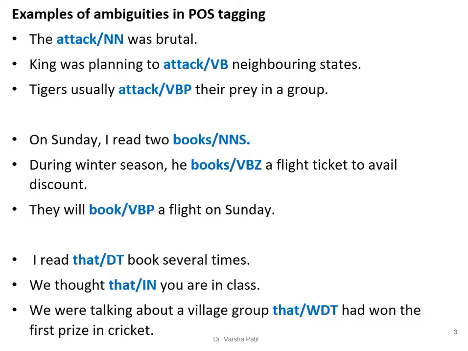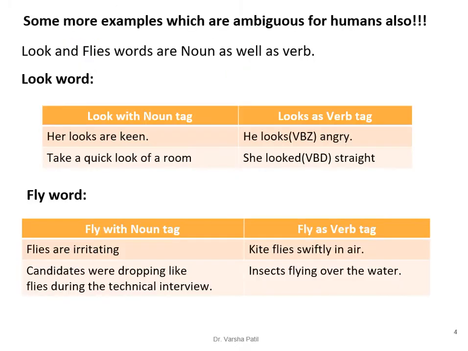Now determiner is very easy, but still sometimes determiner comes in a different pattern. For example, I read that book several times. Here it acts as a determiner. We thought that you are in class. Here that works as a preposition. We were talking about a village group that had won the first prize in the cricket, so it becomes the which determiner, in which the questions are there, so it comes under the category of which determiner. So the word is the same, but the part of speech tag assigned is different according to the context.